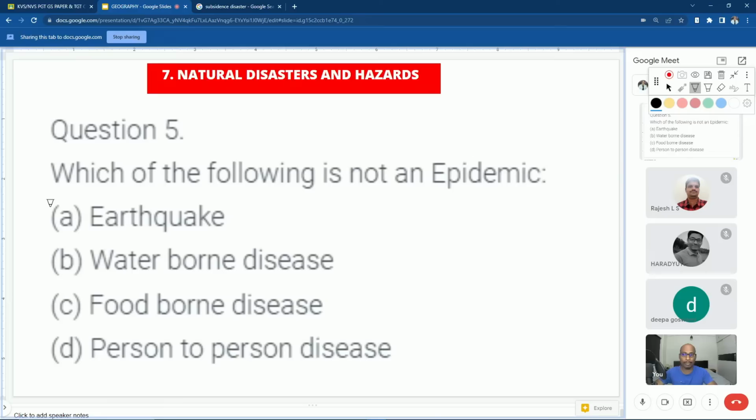Okay, next question. Rajesh sir. Okay, Ghoshji, please read the next question. Hi, sir. Which of the following is not an epidemic? Earthquake, waterborne disease, foodborne disease, person-to-person disease. It will be earthquake. It is earthquake.